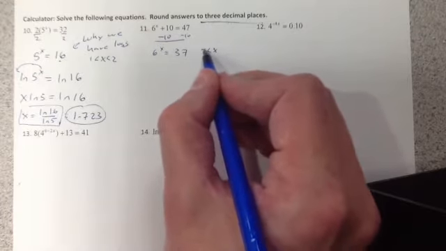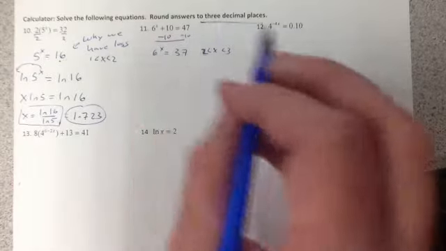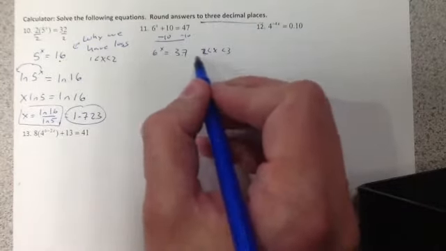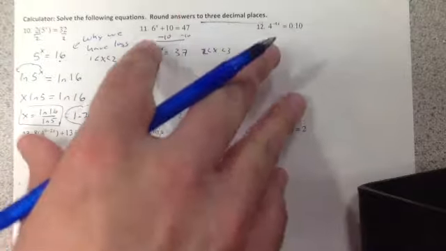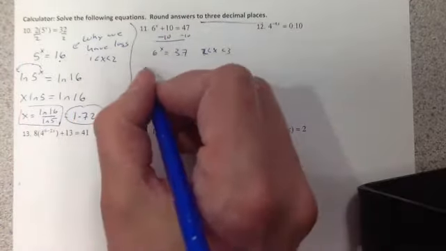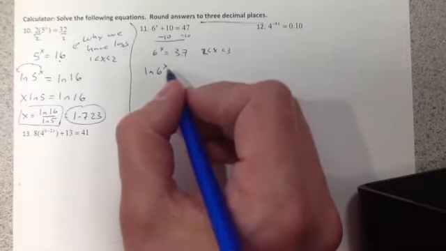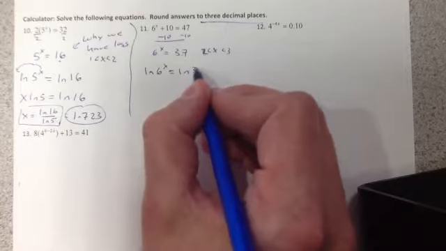2 and 3. Probably closer to 2 because 6 squared is 36. But since I can't solve this one, I have to use my inverse operation. Now, because this is an exponent, we're going to take the log of both sides because that's its inverse. I get the natural log of 6 to the x equals the natural log of 37.